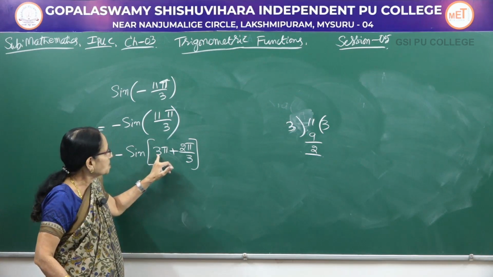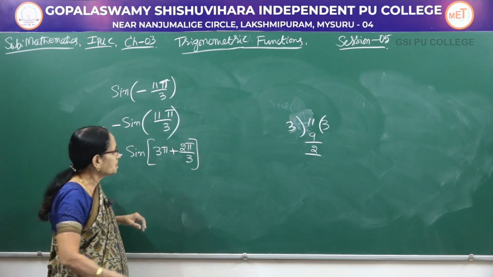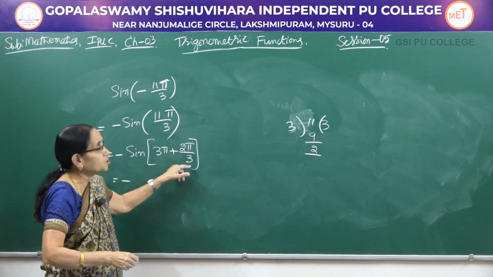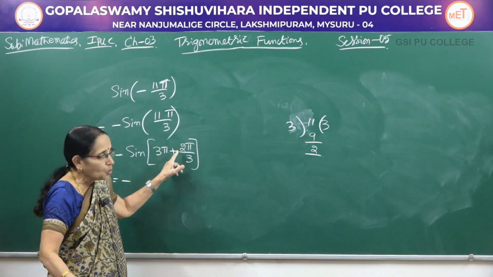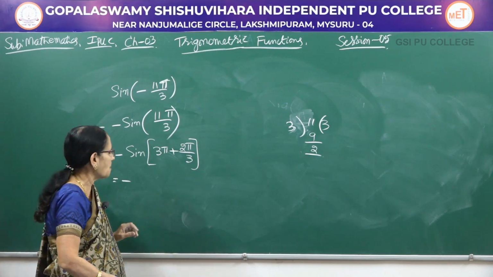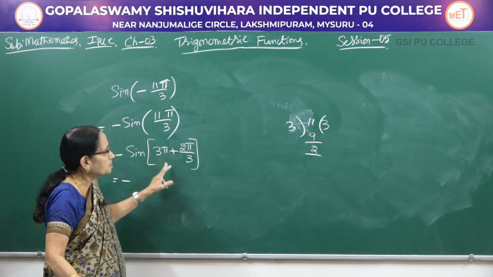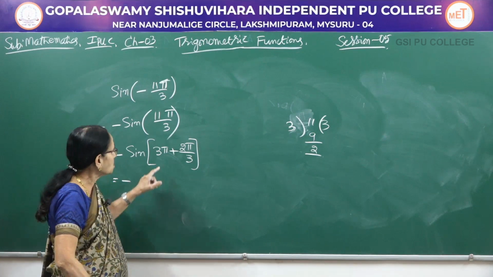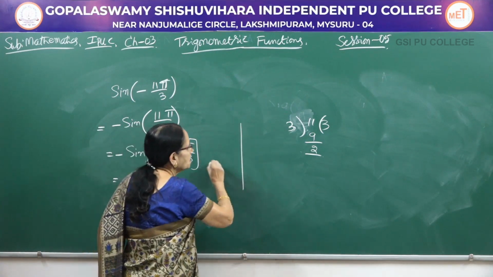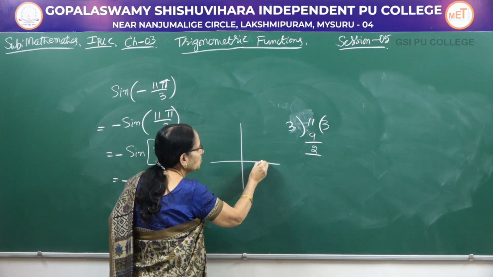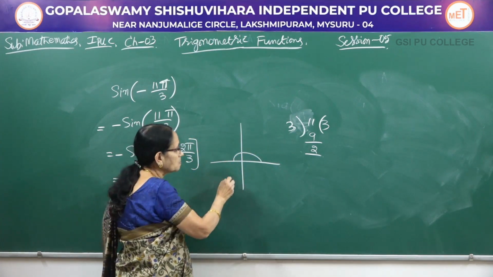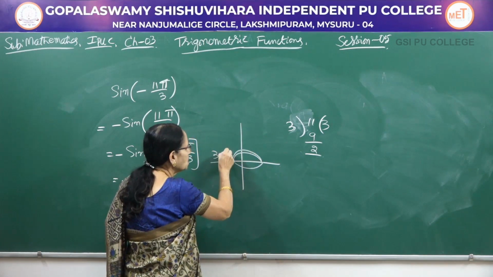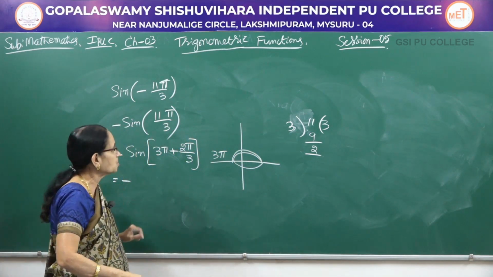Or else you can use this 3 pi plus 2 pi by 3. For this one you have to get the value of 2 pi by 3, isn't it? So, it is sine of 3 pi plus 2 pi by 3, this is what we have to calculate. Now, look at this one, here this is 0, if you come to here it is 1 pi, if you go here it is 2 pi, again if you come here this would be 3 pi, isn't it? It is 3 pi.